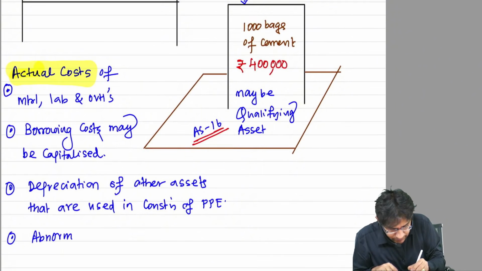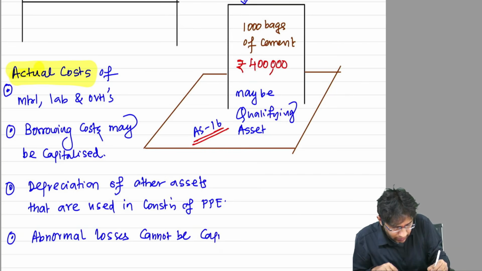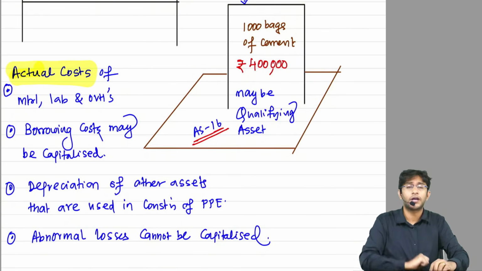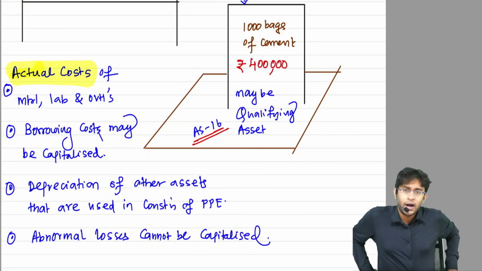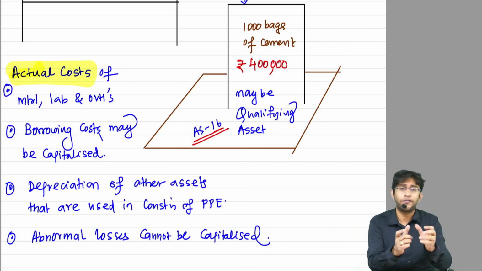Abnormal losses cannot be capitalized. What is the meaning of abnormal losses cannot be capitalized? Simple, sir. I purchased some 5 lakhs worth of material.